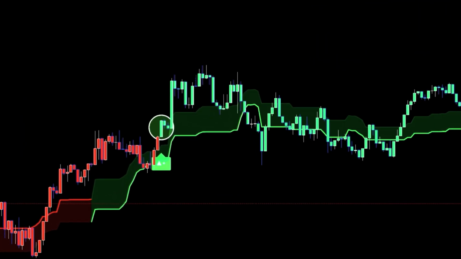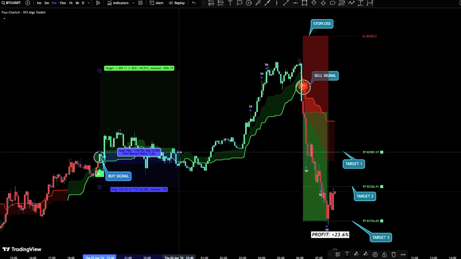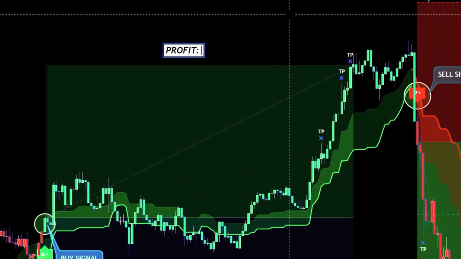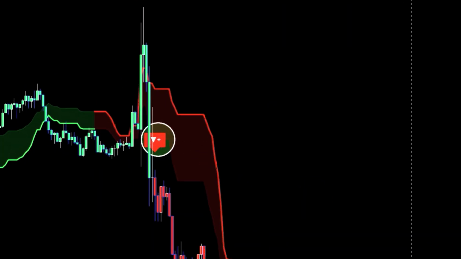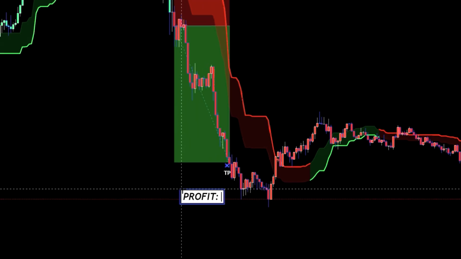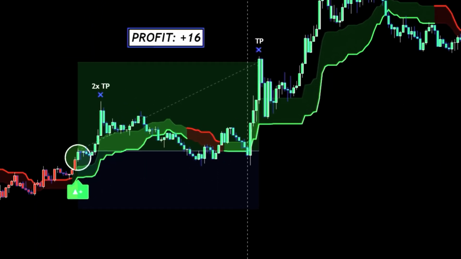Looking back in the chart history, a buy signal appears with its stop loss and take profit levels. Entering that trade at the signal and exiting at the take profit earns 18.3% profit. Earlier, a sell signal with its own levels resulted in 30% profit when we close at the take profit level. Then, another buy signal before that gives 16% profit.